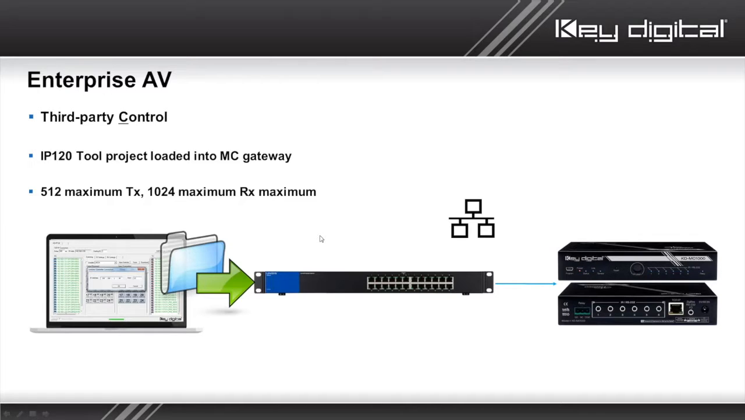Now, if you're going to do the third-party control, then it does impose a limitation. You use the IP120 PC tool software to download that file into the MC1000 over the network, but then you are subjected to a limitation of only 512 maximum transmit units. I'm very sorry, ladies and gentlemen. You'll have to keep the systems to a maximum of 512 transmits and 1,024 maximum receives. That's a 1,536 channel system. Hope you don't mind.